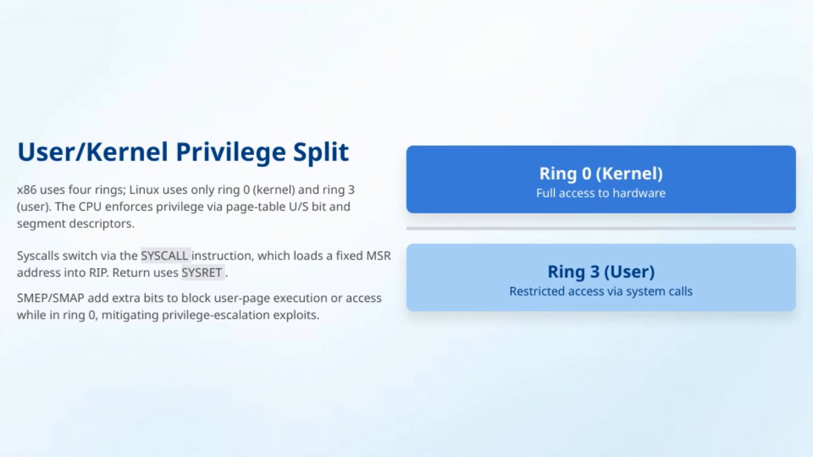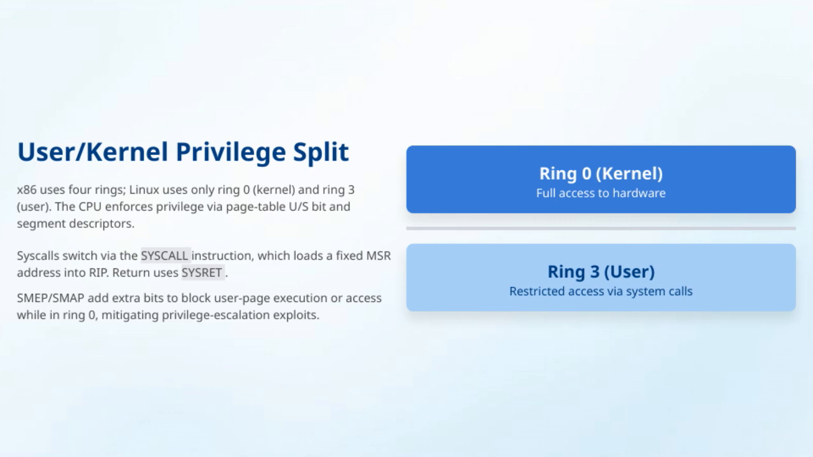x86 architectures support 4 privilege rings, but Linux primarily uses just 2, Ring 0 for the kernel and Ring 3 for user applications. The CPU enforces these privilege levels using mechanisms like page table US bits and segment descriptors to control access rights. This split between user and kernel privilege is fundamental to operating system security.